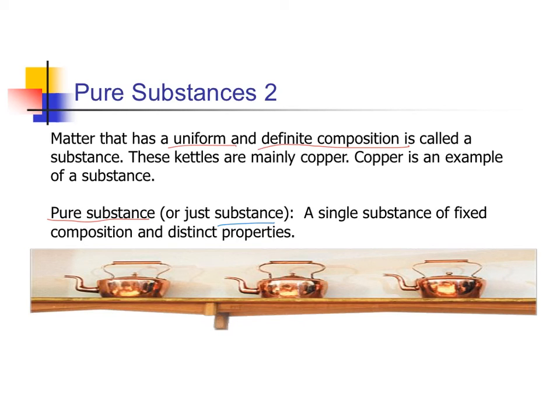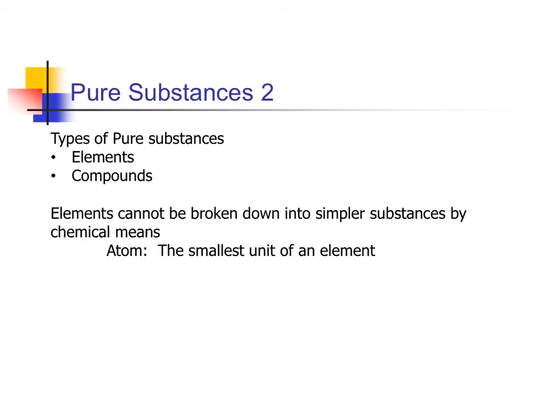We can see these three copper kettles up here. They are mainly copper. There's probably some other stuff making it more of an alloy, but they are mainly copper. And copper is a pure substance. It's just copper, if they did it right. So what are types of pure substances?